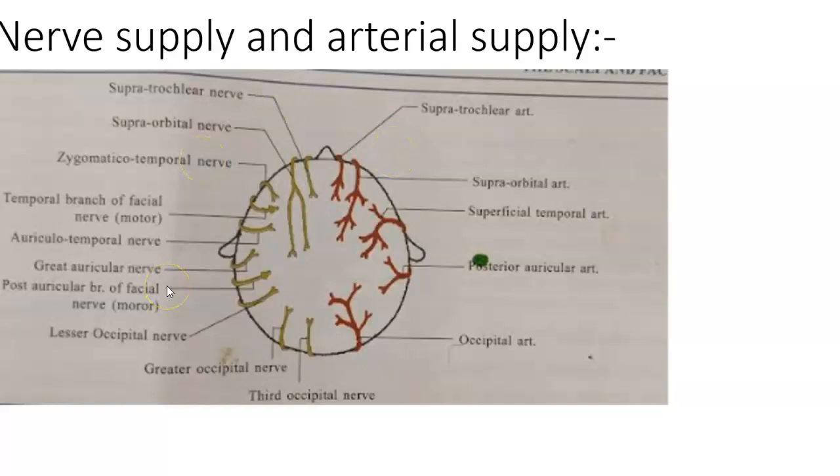The same area is supplied by arteries, that is supratrochlear artery, supraorbital artery, which follows the supraorbital nerve. Then you have the superficial temporal artery, which is the branch of the external carotid artery, then posterior auricular artery and occipital artery.